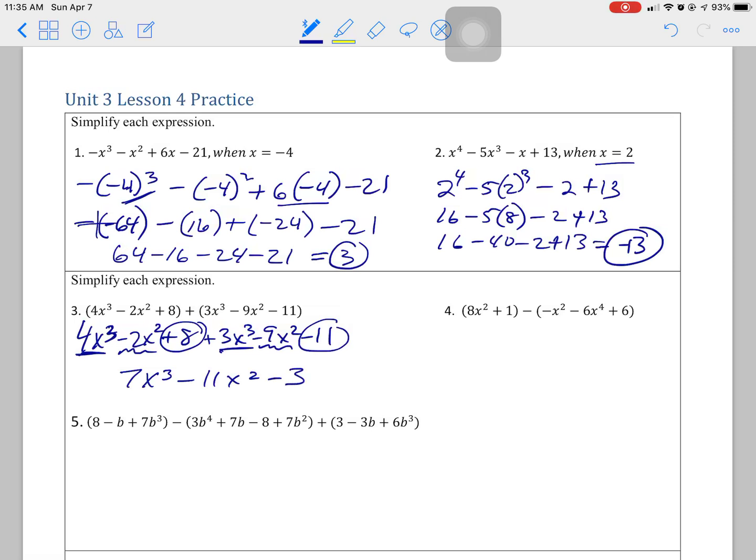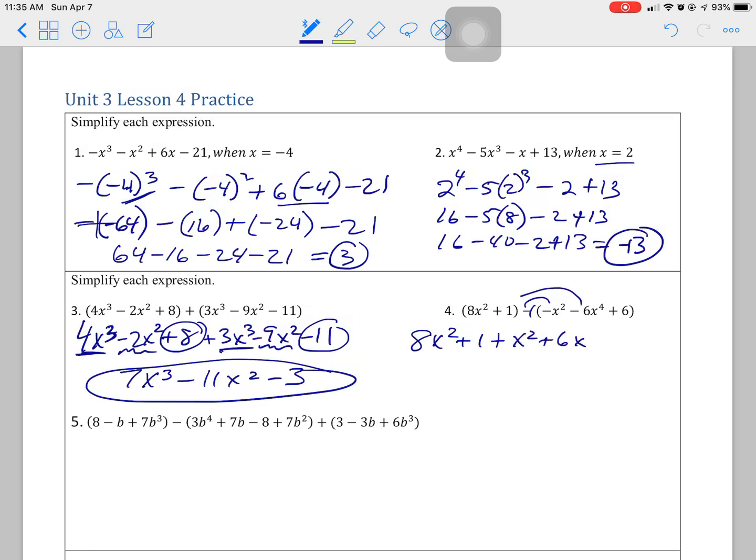I like to mark them up. It really helps me make sure I get everybody. All right, this one has a negative in it. So we need to distribute. Negative times negative is a positive. Like terms. So that's 6x to the 4.